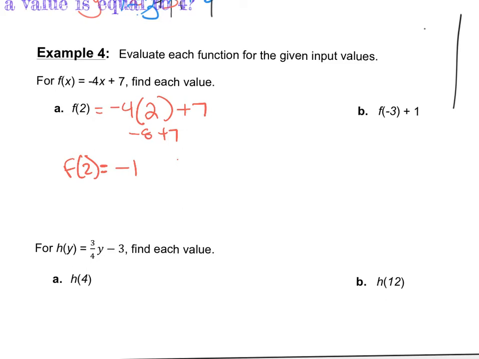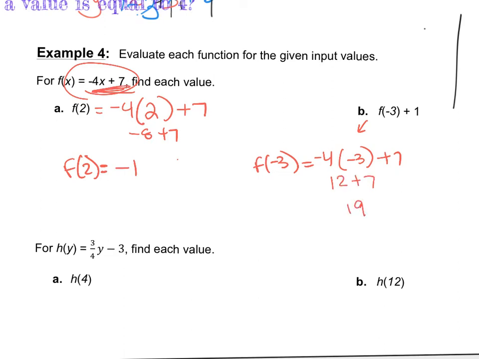The function of negative 3 is going to be, because we're using this function up here, equal to negative 4 times negative 3 plus 7, because that's what the function equation is. That gives me 12 plus 7, which is 19. Now, they don't want just the function of negative 3. They want to know what the function of negative 3 plus 1 is, which is 20.